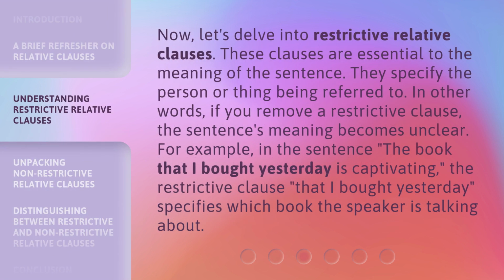Now, let's delve into restrictive relative clauses. These clauses are essential to the meaning of the sentence. They specify the person or thing being referred to. In other words, if you remove a restrictive clause, the sentence's meaning becomes unclear. For example, in the sentence, "The book that I bought yesterday is captivating," the restrictive clause, "that I bought yesterday," specifies which book the speaker is talking about.